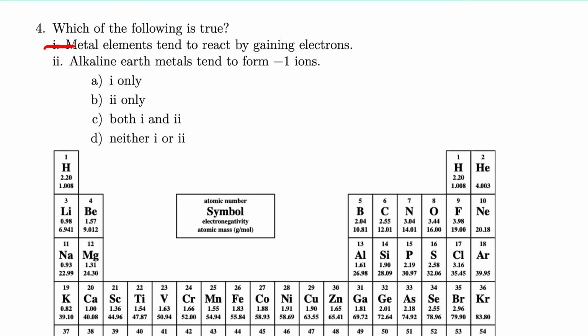Alkaline earth metals, which is this column here, they tend to form +2 ions. And so II is also false. The alkali metals typically form +1, so metals tend to react by losing electrons. The halogens tend to form -1, and the chalcogens tend to form -2 ions.